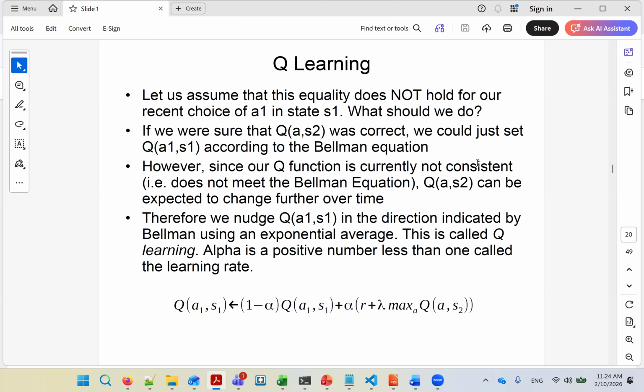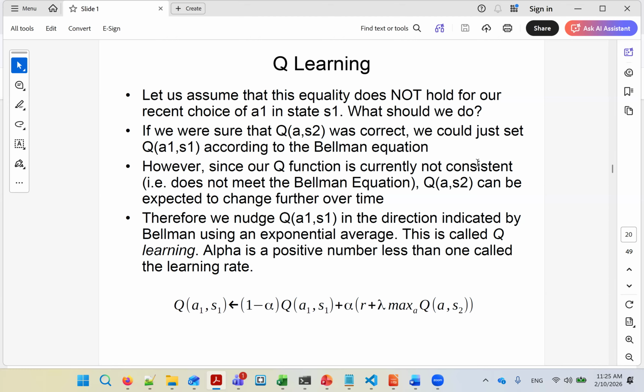So what we're going to do is use this to improve this. We're not just going to accept this as the new value of this. That would be going too far. But we're going to nudge this in the direction of the right-hand side of the equation. That make sense? Okay. All right.